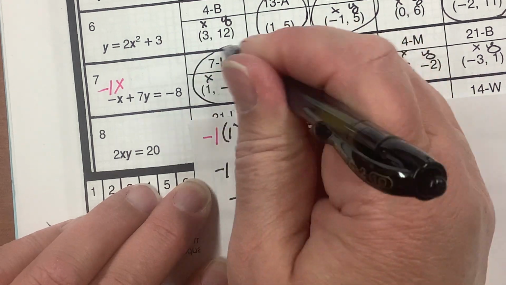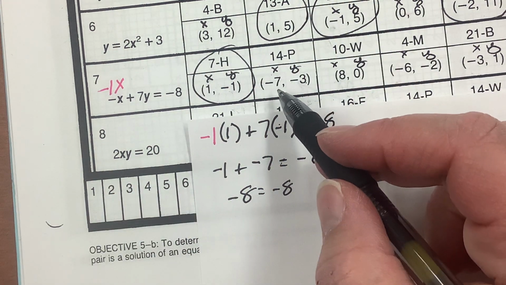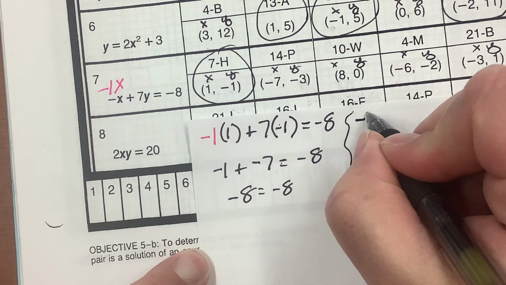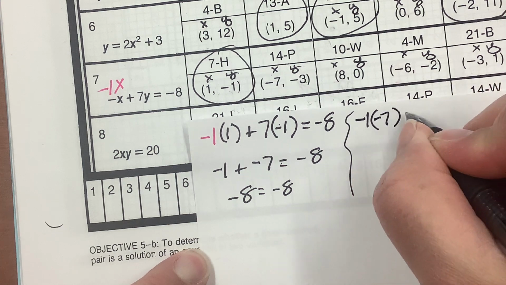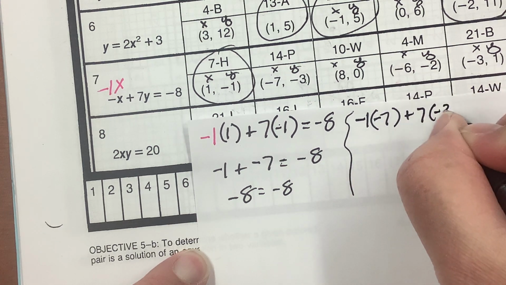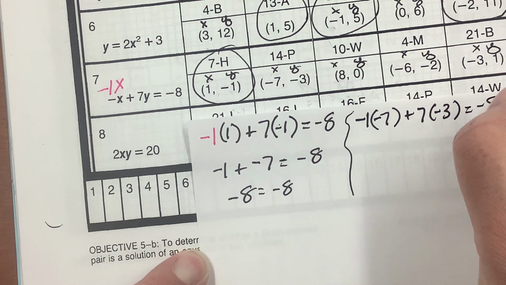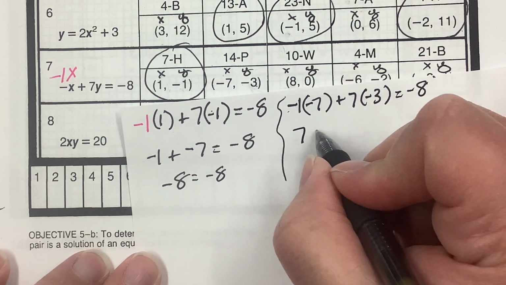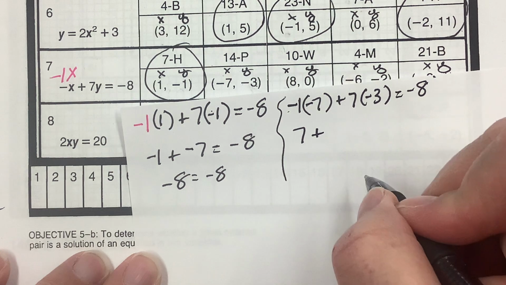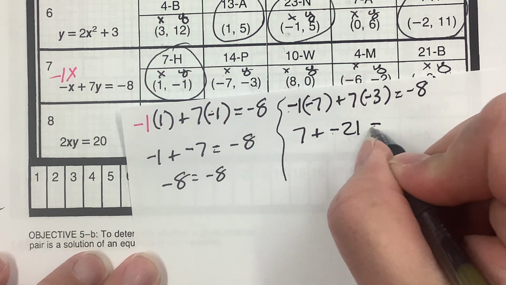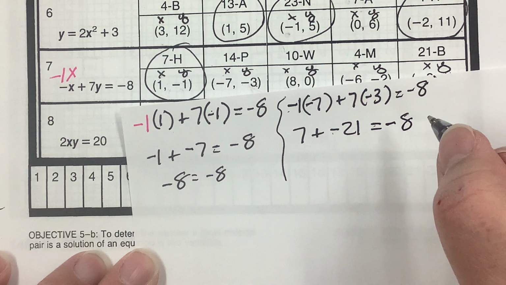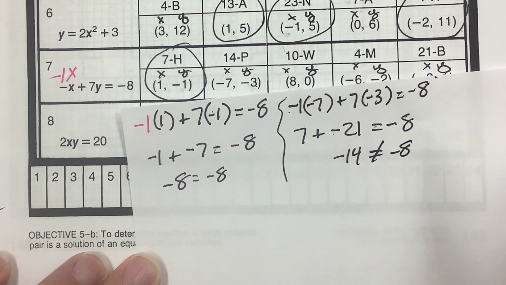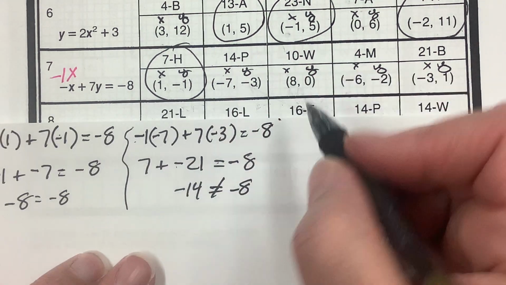This one is good. This one already has an x that's negative, so now I'm multiplying that times negative 1. So negative 1 times negative 7 plus 7 times negative 3 equals negative 8. Wow, that's a lot going on there. Negative times negative is positive 7, plus 7 times negative 3 is negative 21, equals negative 8. 7 plus negative 21 is negative 14. That is not equal to negative 8, so that's not working. Let's try this next one.